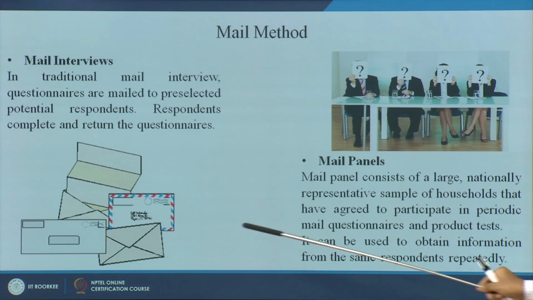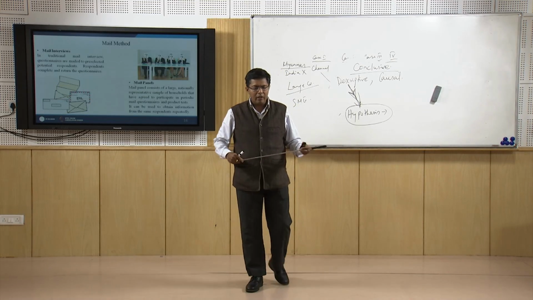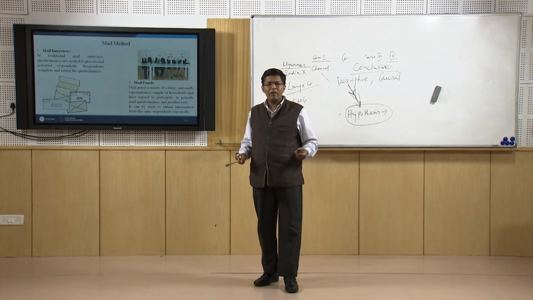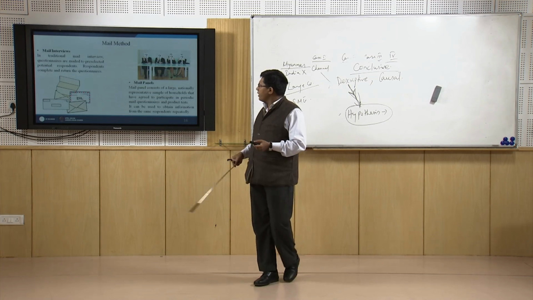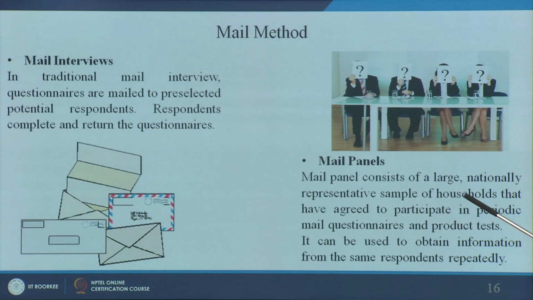So, which is like this, and nowadays also mail panels are used, like you must have seen, you must have received requests from companies to become a part of their survey. So, what they do is they collect a nationally representative sample of households who agree to participate and product tests. So, this is used to obtain information from the same respondents repeatedly.